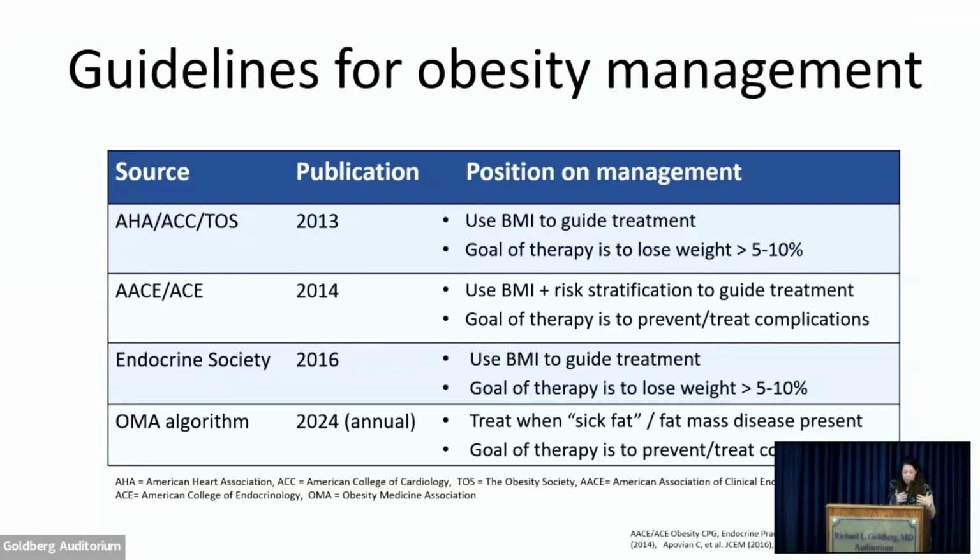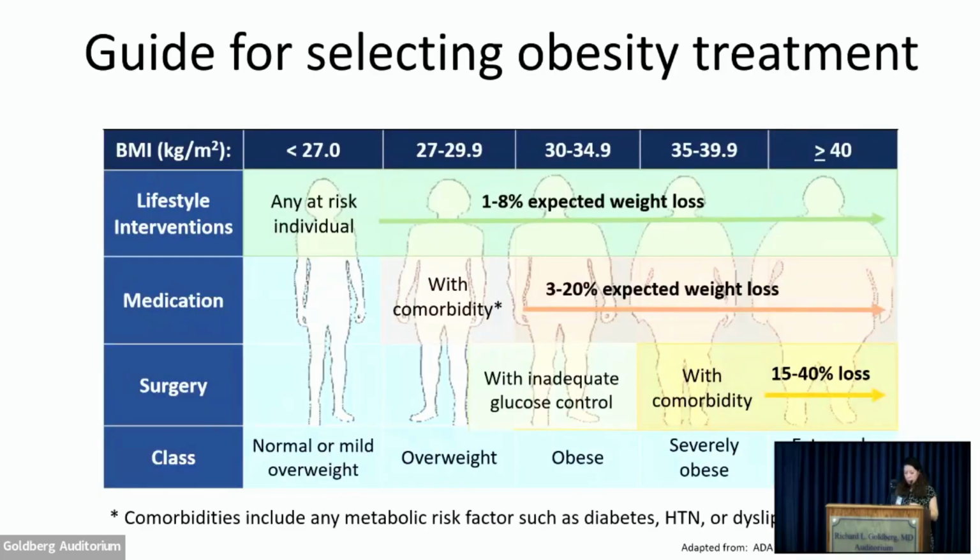And then some of the other groups, like the ACE, which is one of the endocrine organizations, and then OMA, the Obesity Medicine Association, emphasize comorbidities a little bit more aggressively. But at the end of the day, everybody is encouraging treatment at a body mass index of 30 or greater, and then risk stratifying your patients depending on medical comorbidities. And so across the guidelines, the recommendation is for anybody at risk to begin lifestyle interventions.